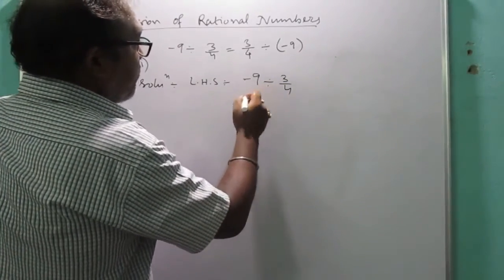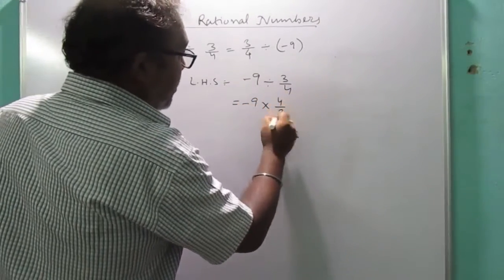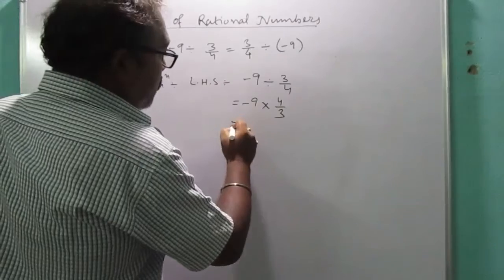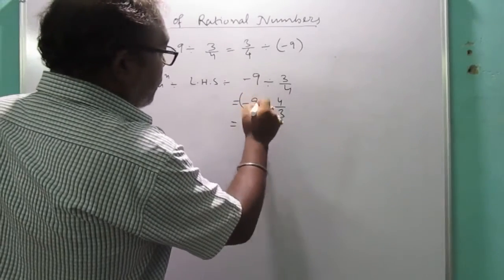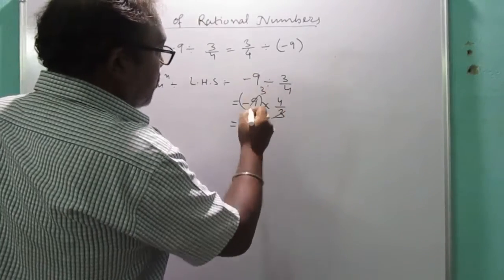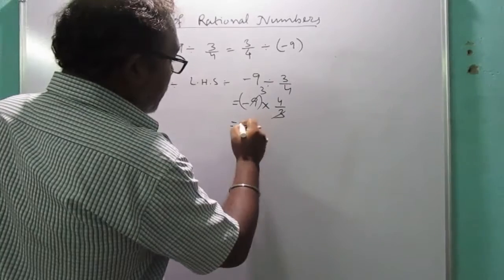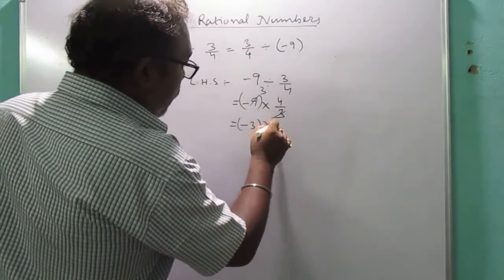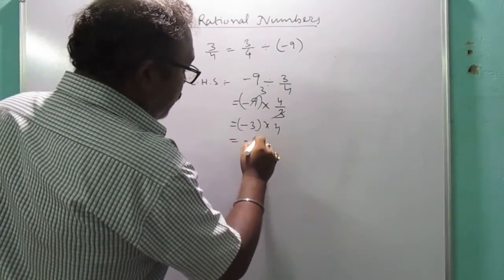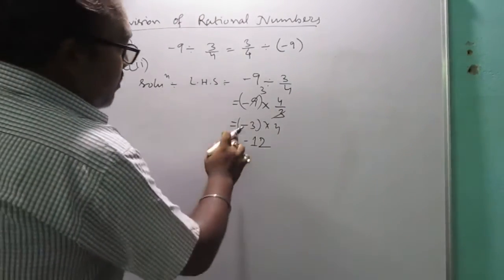So minus 9 divided by 3 by 4 is equal to minus 9 into 4 by 3. Now minus 9 we can put inside the bracket. So 3 3s are 9, so minus 3 into 4, minus 12. Isn't it? 4 3s are 12, minus 12.